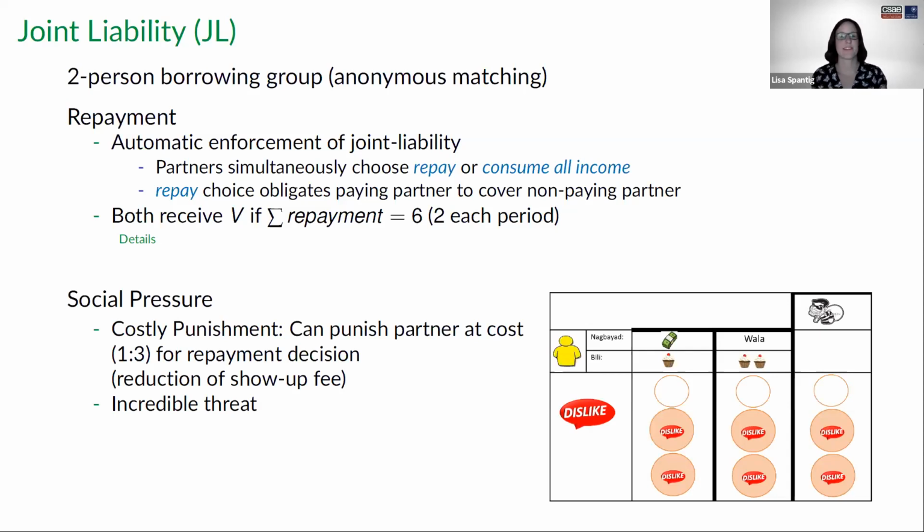Then, and that's why we have this joint liability treatment, we have social pressure, where people can use costly punishment for the different decisions that the partner is facing. And the calibration is very similar to lab experiments, and importantly, this decision to punish does not influence the repayment capacity. So it comes from a separate budget than the income. And you can see how this looks like for the borrower here. You can choose to allocate up to 2 dislike tokens, so 0, 1, or 2, for the different choices that the partner is facing, including the state of the world where the partner does not face any choice, but faces the income shock.